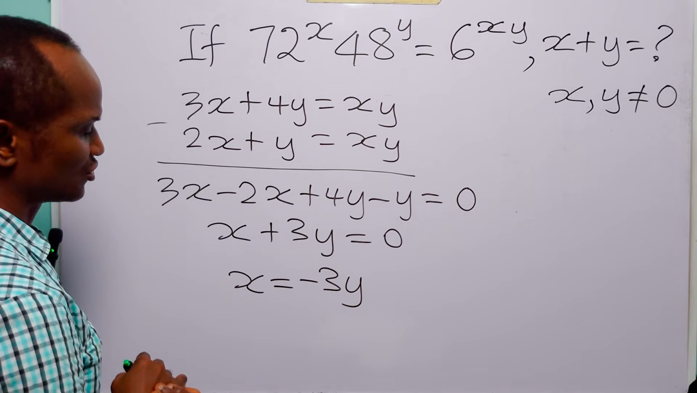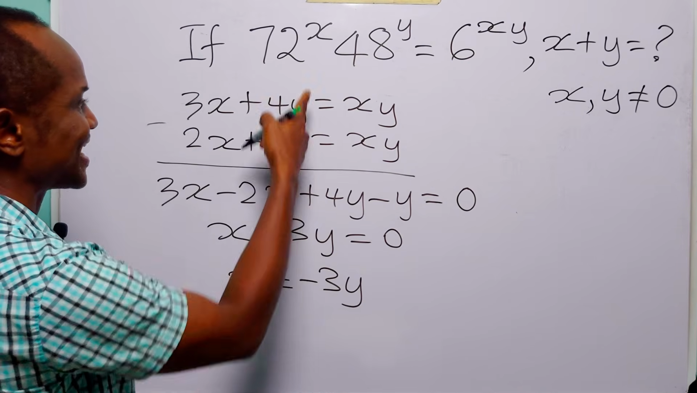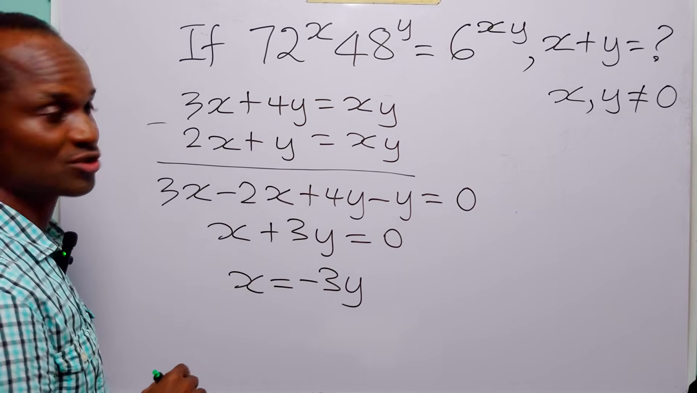The next thing we are going to do is to substitute minus 3y for x in any of these two equations.